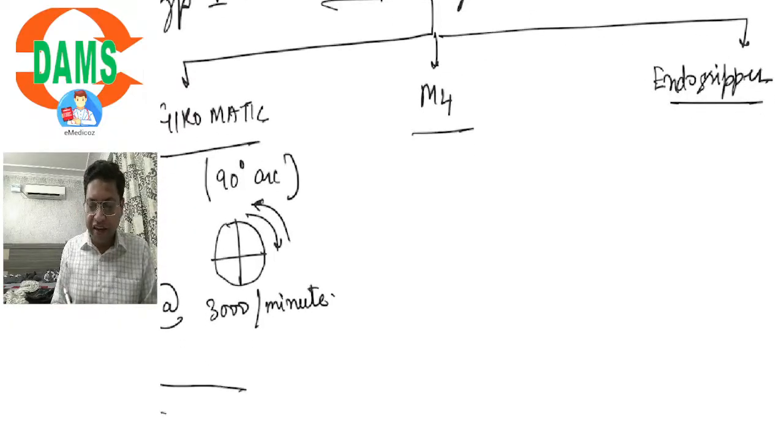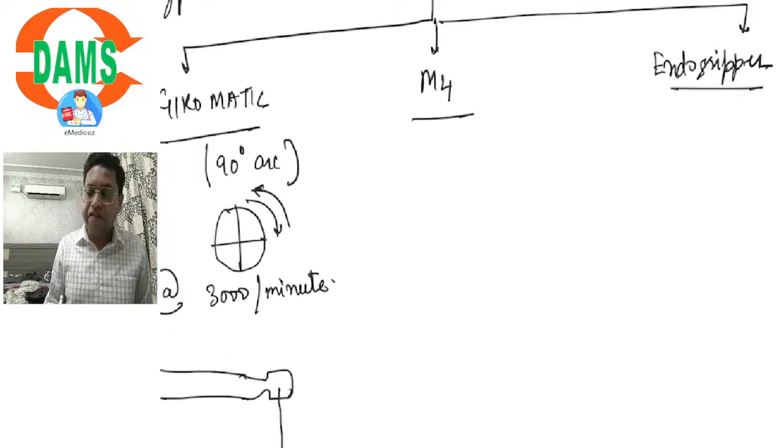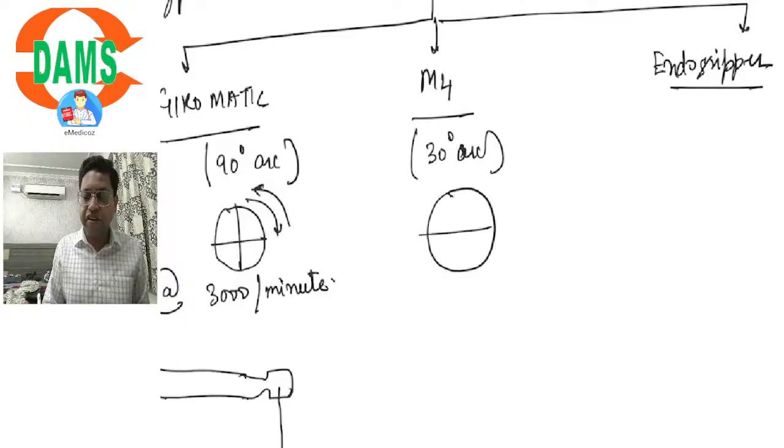This is basically a handpiece. So instead of transmitting a rotary force, it is transmitting a reciprocating force to a file that is attached to this, and it moves clockwise, counterclockwise, clockwise, counterclockwise inside the root canal. M4, on the other hand, has got a 30 degrees arc of reciprocation. If we look at the cross section, it would reciprocate in a 30 degrees arc.